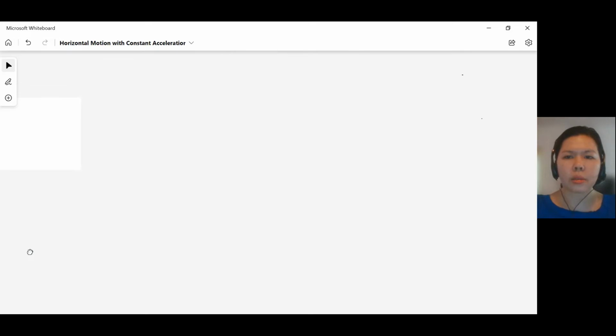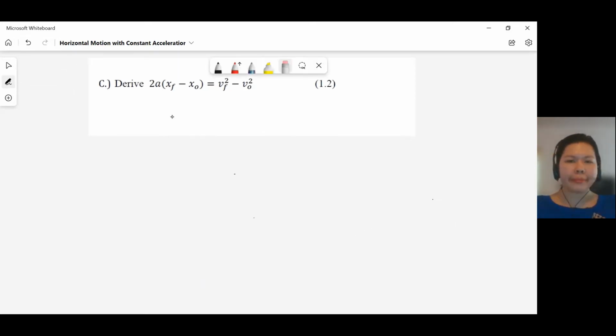Next, we will derive equation 1.2. We now derive equation 1.2: 2a times xf minus x naught equals vf squared minus vo squared. To do this, we again recall our definition for instantaneous acceleration, a, it's just dv over dt, or the first derivative of velocity with respect to time.